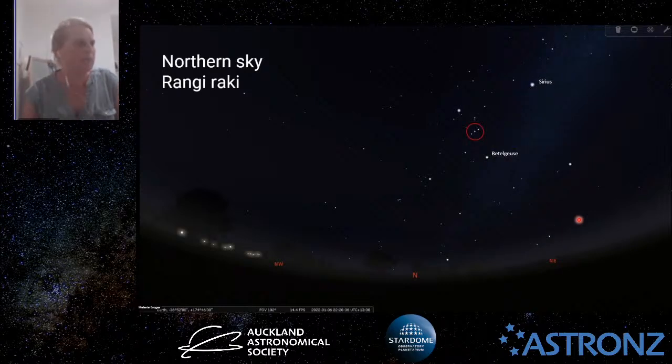Okay, returning now back to Orion's belt. We're going to head in the opposite direction from Sirius. So, of course, we went that way for Sirius. Now we're going to head over in this direction until we find Matariki, the Pleiades, the 7 sisters.